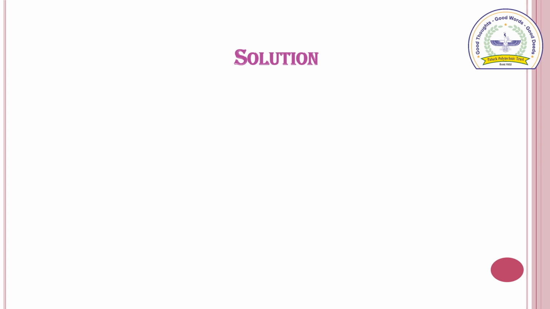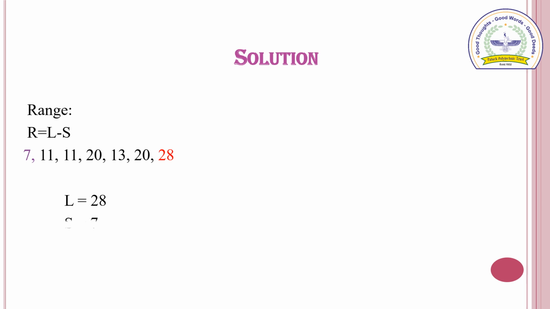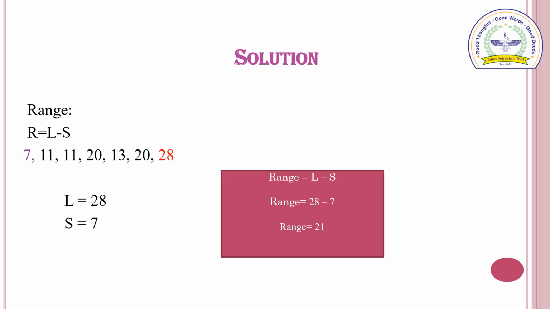Solution for range. So range means largest value minus smallest value. In the given dataset, the largest value is 28 and the smallest value is 7. So range equals largest minus smallest, 28 minus 7 is 21. So in that case range equals 21.